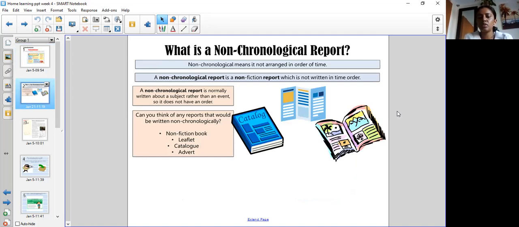There are some examples here: a non-fiction book, a leaflet, a catalogue, or an advert. Let's think back to making a leaflet on the Romans. That would be written in a non-chronological way because you would have lots of information about the Romans in different orders, with the use of subheadings to direct the audience of where to read and where to find the information that they need to look at.